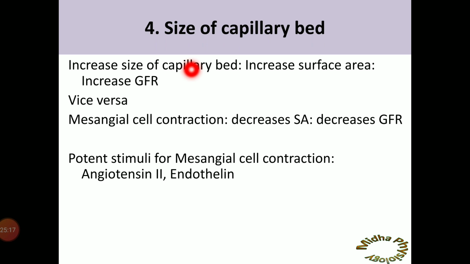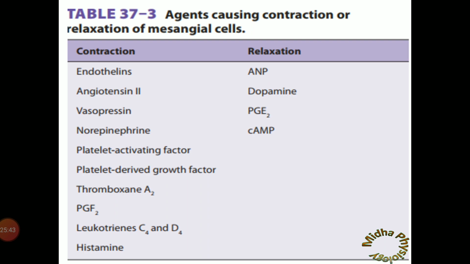And for this regulation of the surface area of the capillary, the mesangial cell is playing an important role. You can see that whenever the mesangial cell, which is a pericyte-like cell in the endothelium of the capillary, contracts, then the surface area would also decrease, and this is going to decrease the GFR. So the potent stimuli for the contraction of the mesangial cell are angiotensin II and endothelin. Here you can see other substances also like vasopressin, norepinephrine, histamine. These all are going to contract the mesangial cell, and when the mesangial cells are contracting, the surface area would be decreased and the GFR would be decreased.